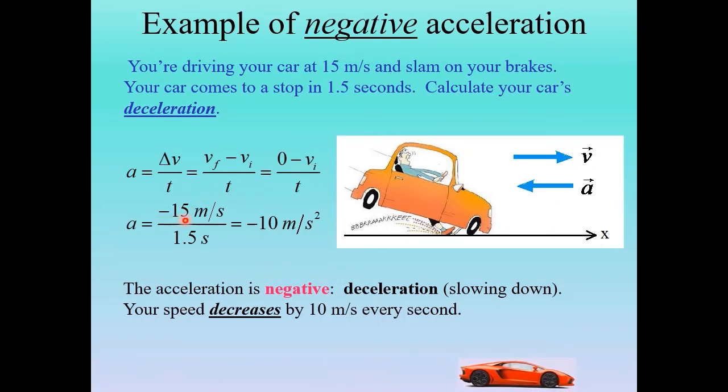So we have negative 15 meters per second, right? That was the speed of our car, and we have that minus sign from right here. So we have negative 15 meters per second divided by the time was given as 1.5 seconds. And so this turns out to be negative 10 meters per second squared. So notice the acceleration here is negative. So what does that mean? Well, this is what happens when we have something slowing down or decelerating. And physically, what this number means is your speed is decreasing by 10 meters per second every second. That's why it's negative 10 meters per second squared.